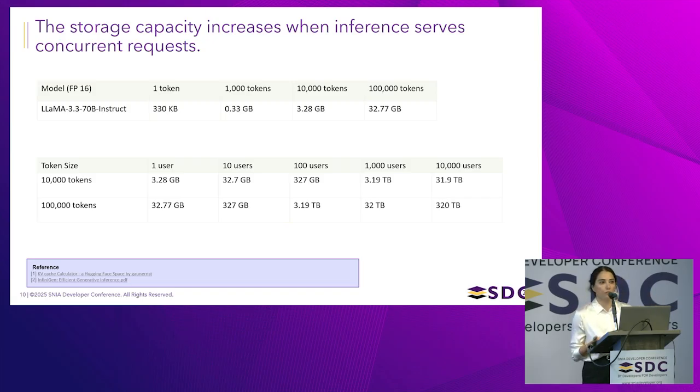Now if we go one level above, I'm not just going to serve one user in my inference. Now I'm going to serve 100 users, 1,000 users, 10,000 users. Here I just took the Llama model with 10,000 tokens or 100,000 tokens, and if we scale the number of users from 1 to 10,000, you can see very easily the capacity of the KV cache can scale to around 2 terabytes. That's where it becomes a challenge: how to store this KV, how to maintain this KV cache.